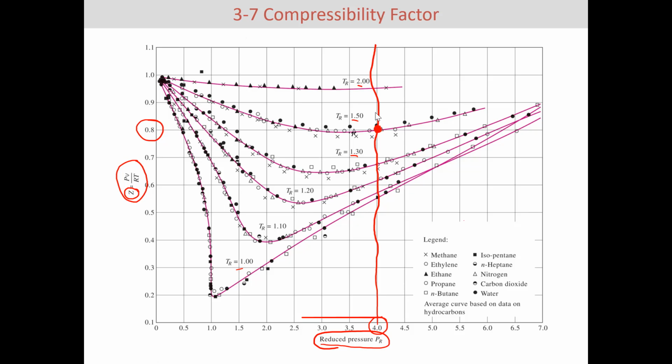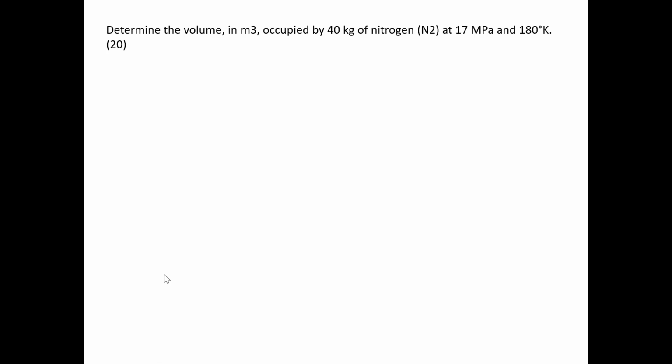Right, best thing to do is to go ahead and try an example problem. So the next slide, we have just that. This is actually a problem from an exam that I gave a number of years ago. The problem reads, determine the volume in meters cubed occupied by 40 kilograms of nitrogen at 17 megapascals and 180 Kelvin, not 180 degrees Kelvin, right?